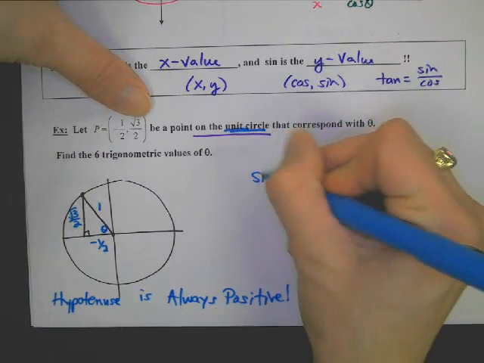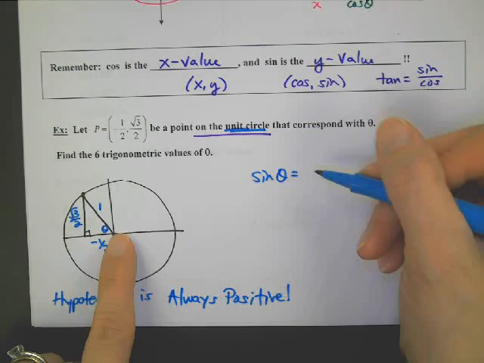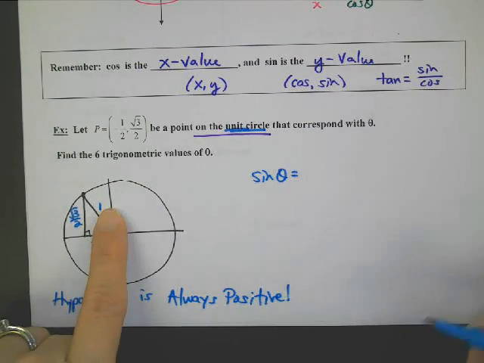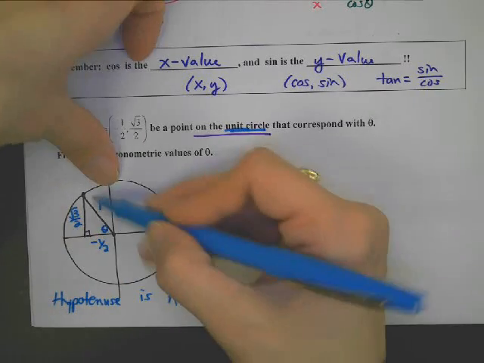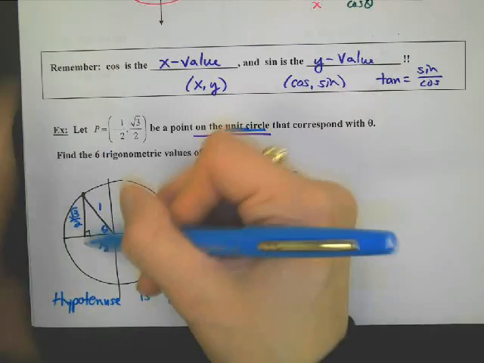So let's see. First, let's calculate sine of theta. Sine is opposite over hypotenuse. Oh, but remember, when the hypotenuse is 1, when I say sine, you think y.